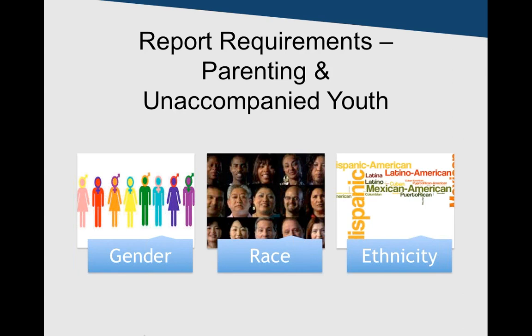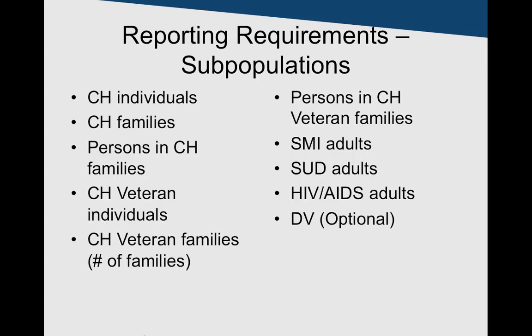And beginning in 2015, CoCs must also report on persons in youth households, including gender, race, and ethnicity for parenting and unaccompanied youth. And as we discussed earlier in the presentation, parenting youth, unaccompanied youth, and veterans will be a subset of the all households data.